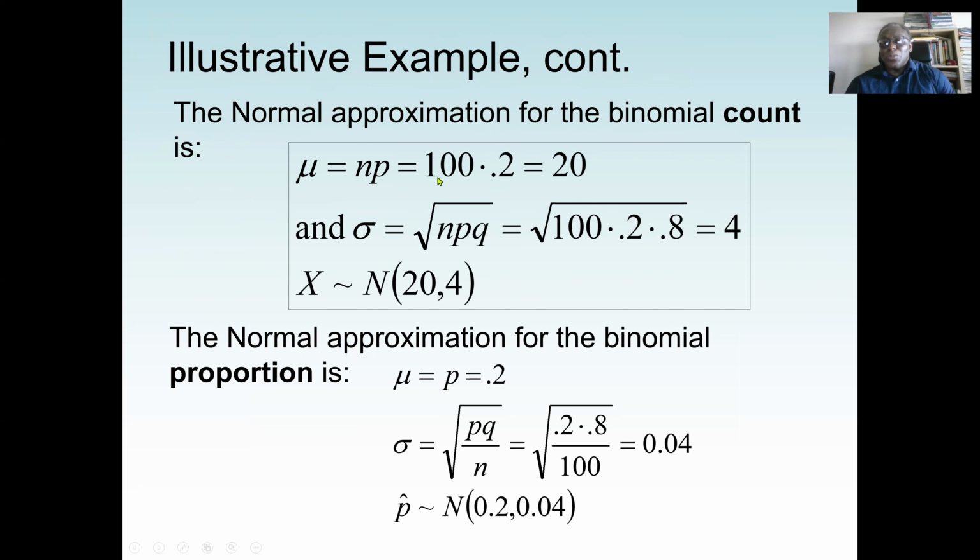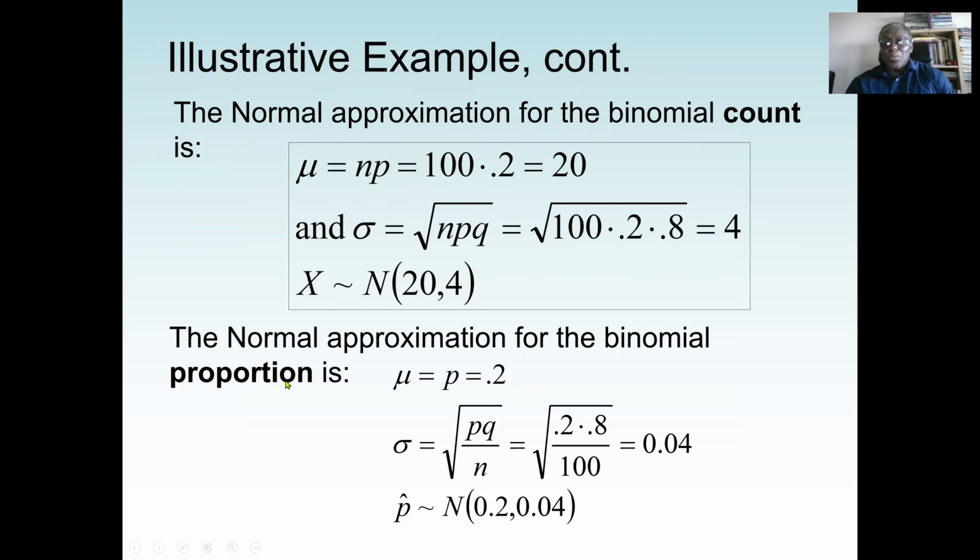The standard deviation will be the square root of npq. So n again is 100. If p is 0.2, then q is 0.8. The answer is 4. So this will take a normal distribution with the mean 20 and the standard deviation 4.